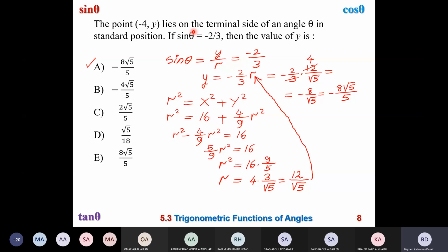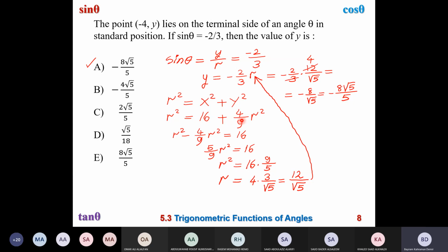Now let's go to the Pythagorean theorem. r square equals x square plus y square, right? Everybody remembers this, I'm sure. So x square we know already. x is negative 4, so x square is 16 plus, how about y square, Shabab? You see here, if you square y, what happens? It becomes 4 over 9 r square, Shabab? So that is the y square in terms of r square. Did we understand this, Shabab? Yes, y square is equal to 4 over 9 r square.